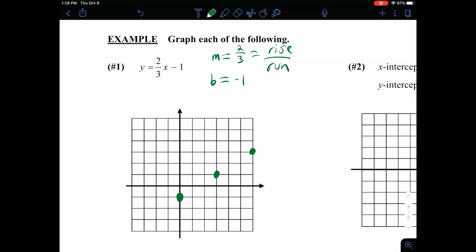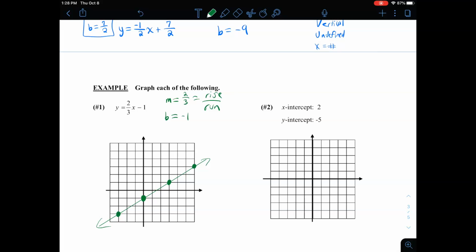If we run out of room over here, instead of going up 2, right 3, we can also go the exact opposite direction, which is down 2, left 3. Right? Down 2, left 3. And there's our line. All right, there we go.